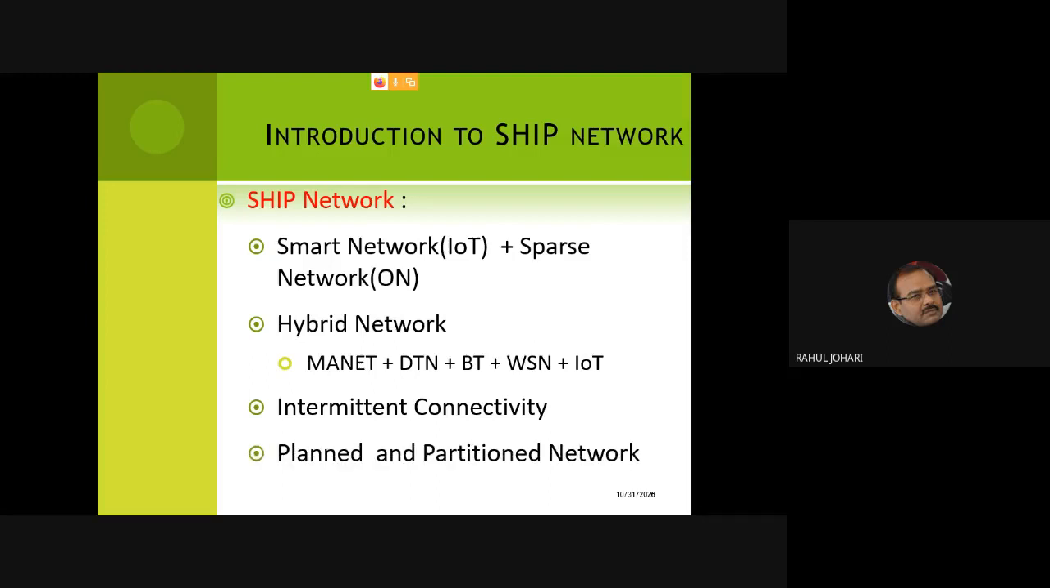And then the P for the ship stands for the planned network, where everything is well planned in advance, or it could be the partitioned network, where the network is broken down into small clusters, and each and every cluster in itself is a collection of multiple nodes. And these nodes combine together to form either a MANET or the Bluetooth enabled network or the delay tolerant network or the wireless sensor networks.